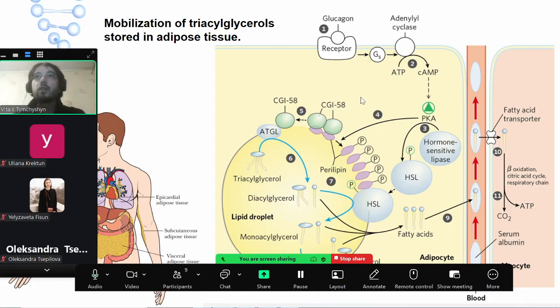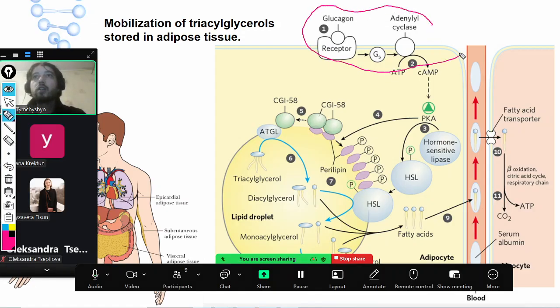Here you see a receptor. Here's the tricky question for you. Can you guess the type of this receptor? Should be pretty simple.